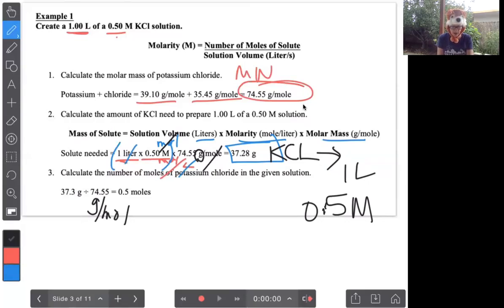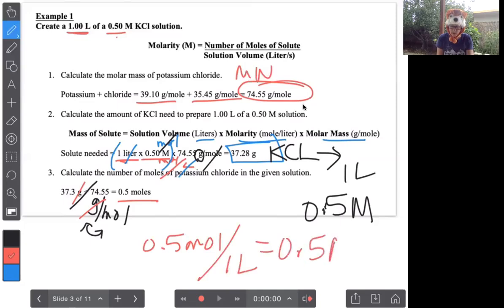So again, if we're dividing, we have to flip this guy, and then guess who cancels? Our grams, and we're left with 0.5 moles. Is that what we want? Yes. 0.5 moles in 1 liter equals 0.5 molar. So we checked our work forwards and backwards to make sure we got what we were looking for.